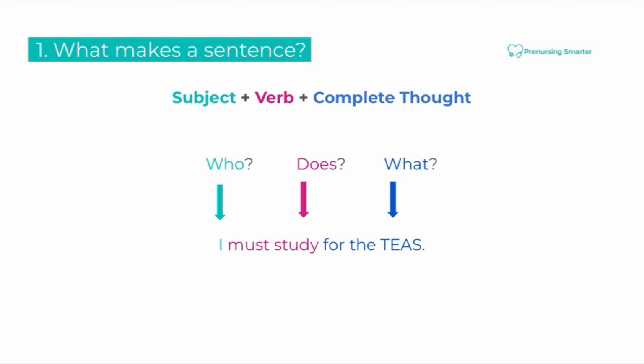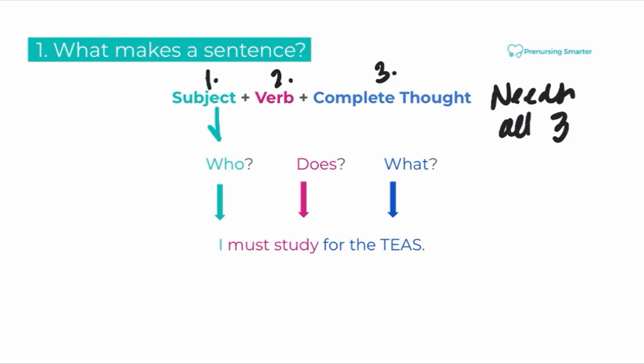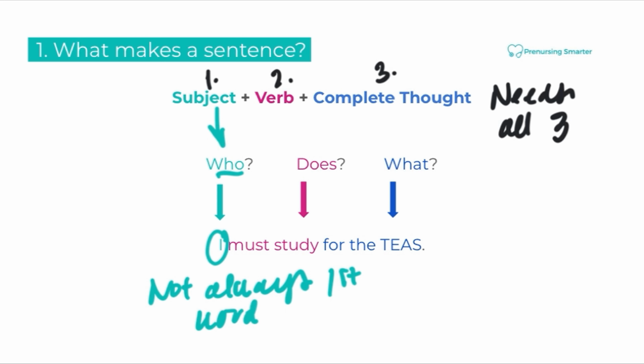So what makes a sentence? Every sentence must have a subject, a verb, and a complete thought. It needs all three. If it's missing even one, it's not a complete sentence. So the subject is the who. It does the action of the sentence, and it's usually at the beginning of the sentence. It's not always the first word, but it's towards the start.